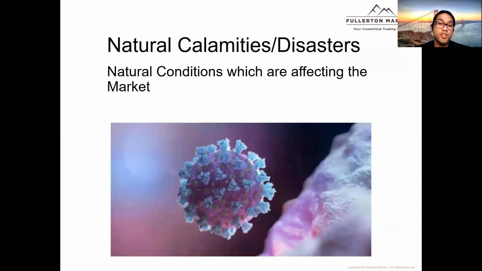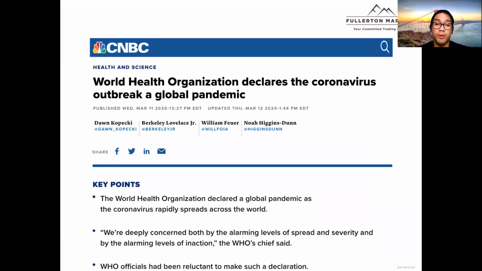Another geopolitical event would be natural calamities and disasters. These are things that affect a country, such as tsunamis, volcanic eruptions, coronavirus, to name a few. Earthquakes, typhoons, all of these, especially if they do a lot of damage, will affect the currency. When it's a disaster, the currency of the country will be affected. The World Health Organization declared the coronavirus outbreak a global pandemic, meaning the entire world will be affected, and everybody should be well aware and should take care.